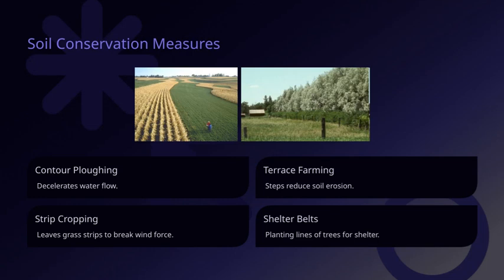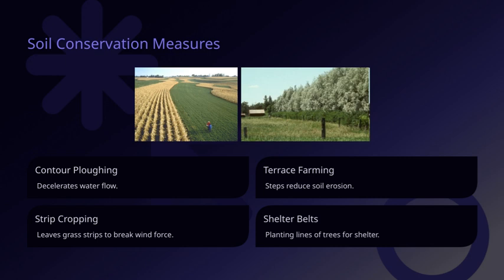One key method is planting lines of trees for shelter, which helps protect the soil from wind and water erosion. These shelter belts act like natural barriers, reducing the impact of harsh weather. Another important technique is terrace farming. By creating terraces on sloped land, we can significantly reduce soil erosion that occurs when water runs down steep slopes. It's like building steps on a hillside to slow down water flow and prevent soil loss.